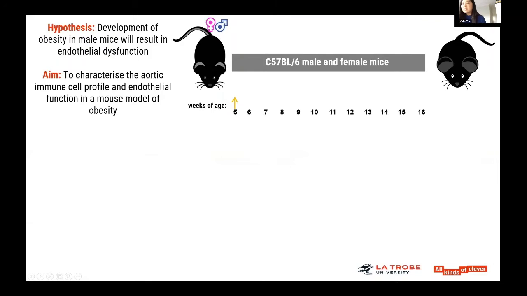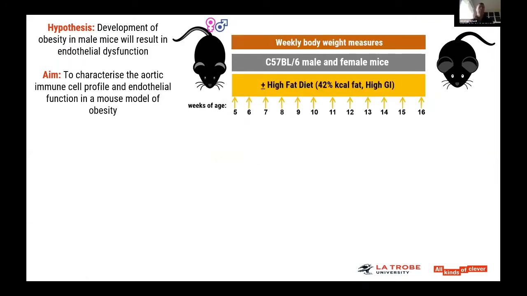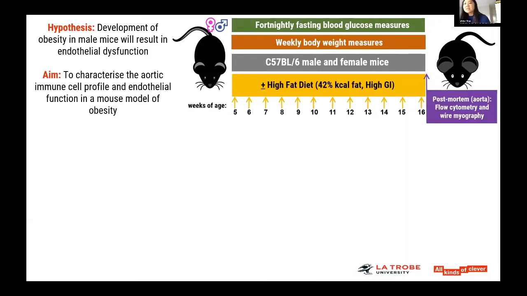So we used C57 black 6 male and female mice, where at 5 weeks they either remained on their normal chow diet or were placed on a high-fat, high-GI diet for 10 weeks, where we were able to collect the weekly body weight measurements, as well as fortnightly fasting blood glucose measures. At the end of the 10 weeks, we collected the aorta for flow cytometry and wire myography.